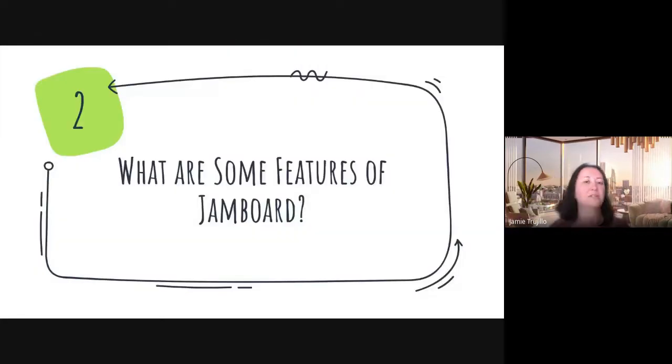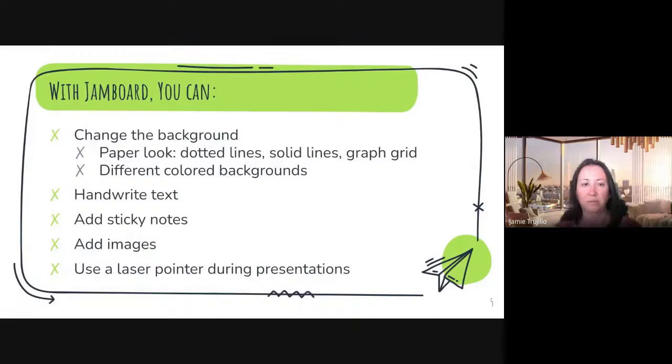So let's just talk about some of the features of Jamboard. Don't worry, we're actually going to look at a Jamboard and play around with one. But with Jamboard, you can change the background. You can have a blank background, just like a regular whiteboard. You can also give it a paper look with dotted lines or solid lines or a graph grid, and I'll show you how to change that background. If you're working with the coordinate plane, the graph grid is very convenient to use and very visual to use.